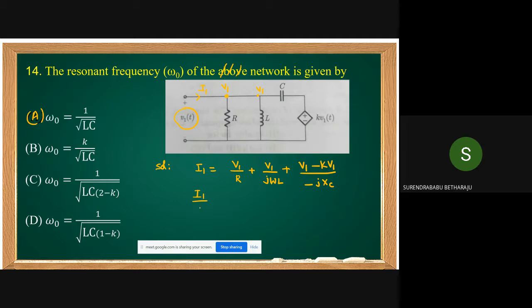Then I1 by V1 equal to 1 by R. I am making V1 common: 1 by R plus 1 by J omega L plus (1 minus K) by minus JXC, which is 1 by J omega C. XL, I am writing as omega L, J omega L. XC, I am writing as 1 by omega C. But this minus J I am bringing into the denominator as 1 by J. Clear, friends? That is (1 minus K) by 1 by J omega C.